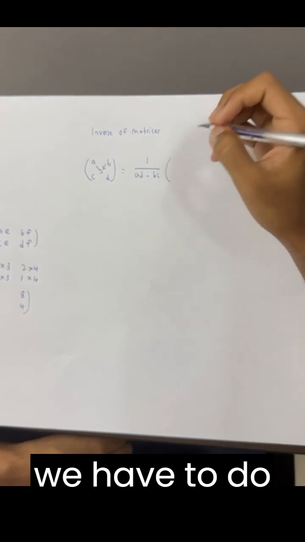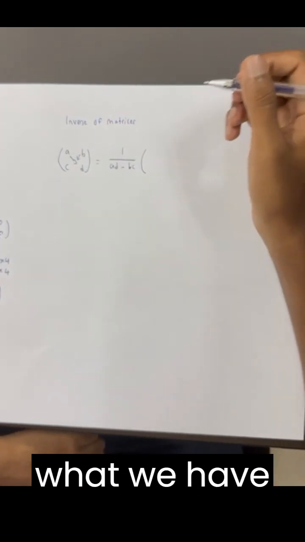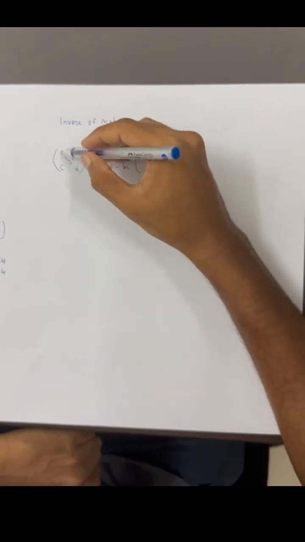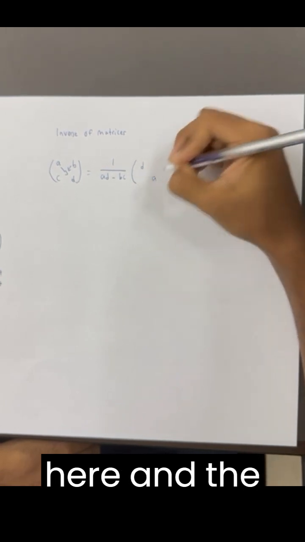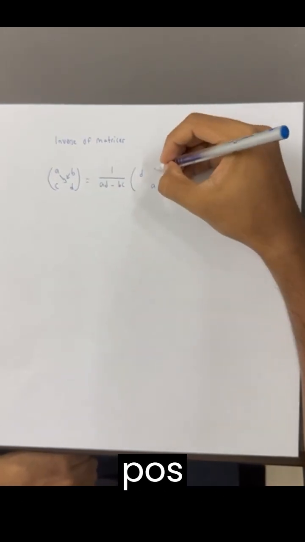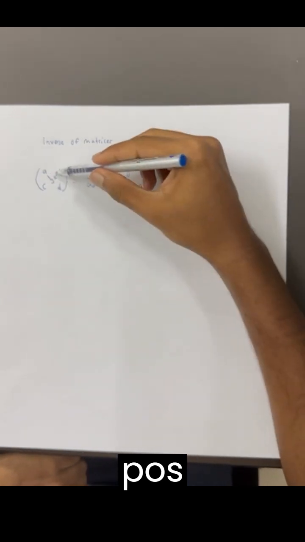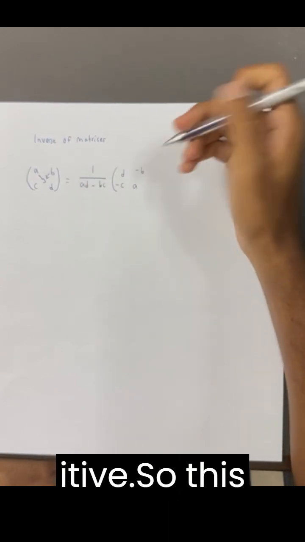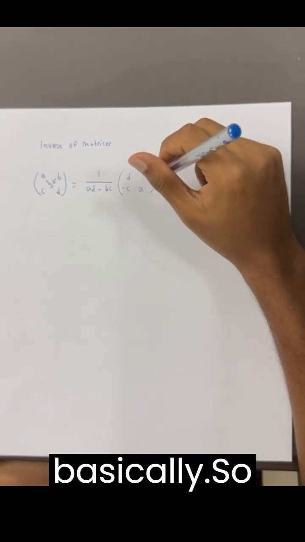And we have to do another thing, which is invert the matrix we got here. The A we have to switch place with the D, so the D will come here and A will come here. And the B and C we have to change to negative, so we get negative B and negative C. If this B was negative, then we have to change it to positive. So this is the formula for the inverse matrix basically.